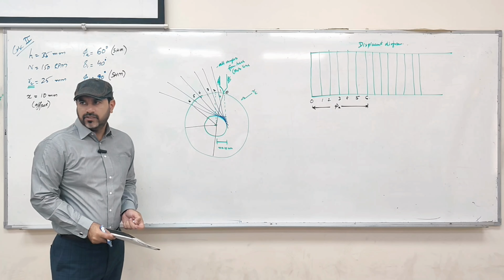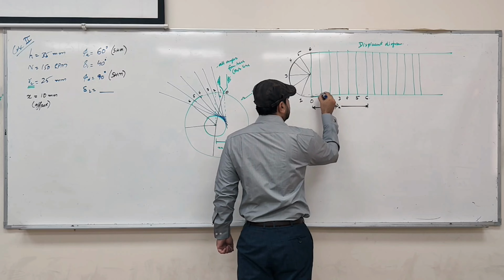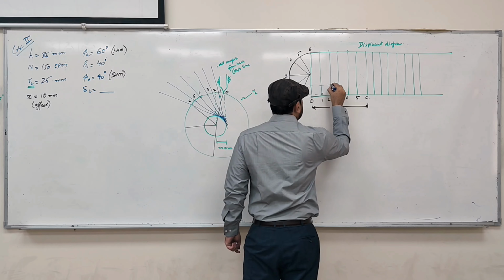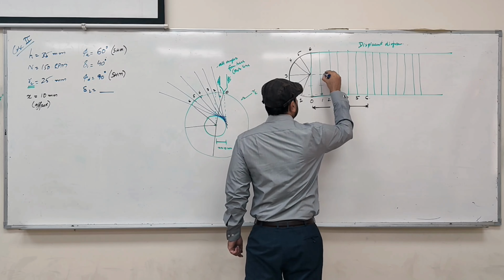Okay, 0 with 0, 1 with 1, 2 with 2, 3 with 3, 4, 5, and 6. So 1 prime, 2 prime, 3, 4, 5, and 6 prime. Okay, we don't need this curve, but just to see how the simple harmonic motion may look like, something like this. Okay, then we need to take the references out of it. All we need to do is to measure it from there.